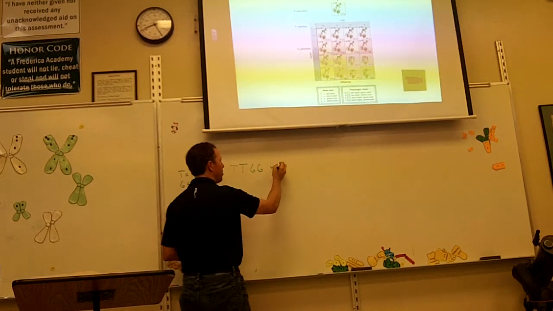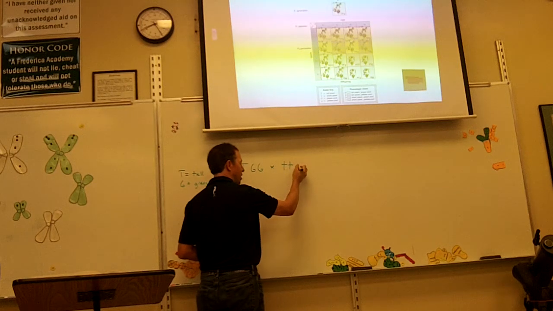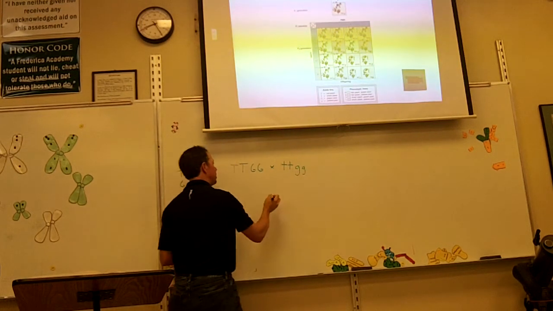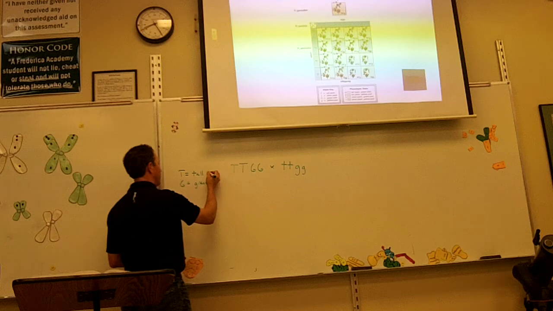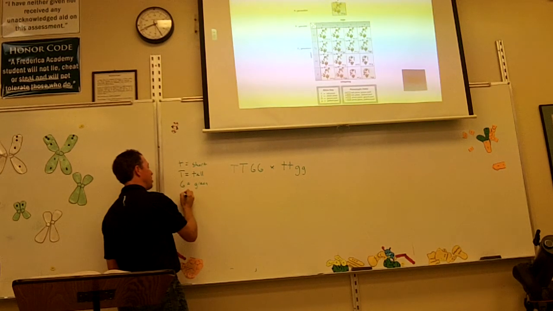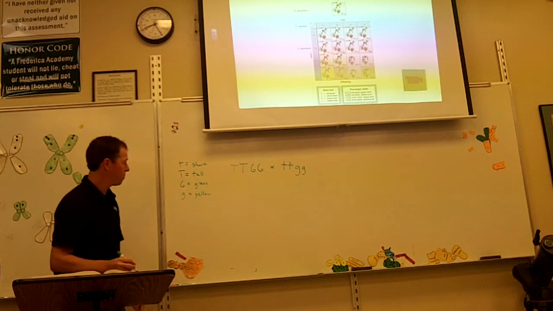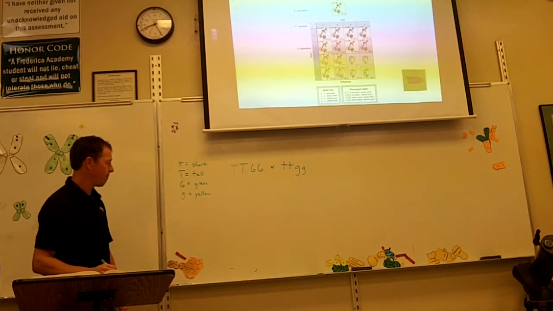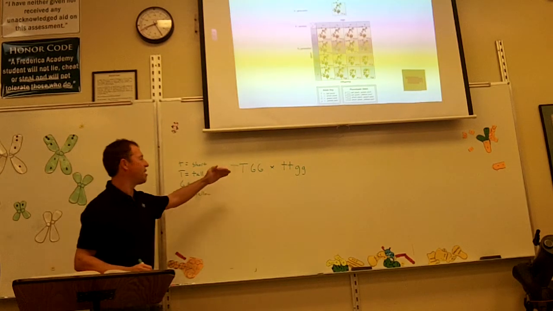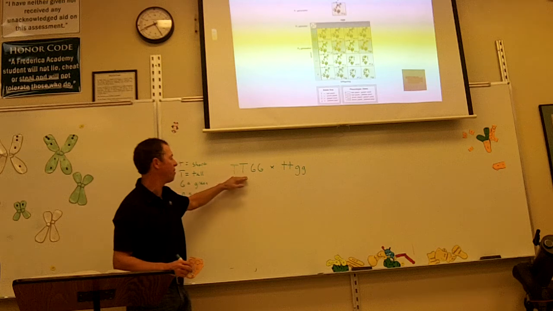And he crossed it with a short plant with yellow pods. So little t means short, and little g means yellow. So he's considering two traits. You know, plants have lots of traits. He's just going to consider two of them.